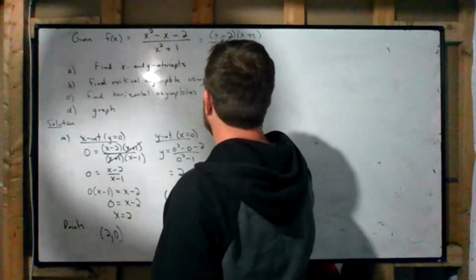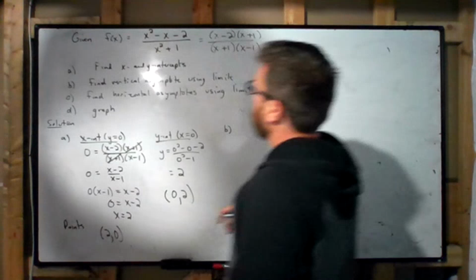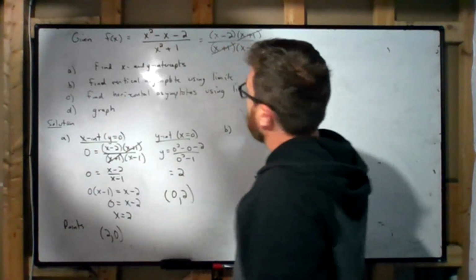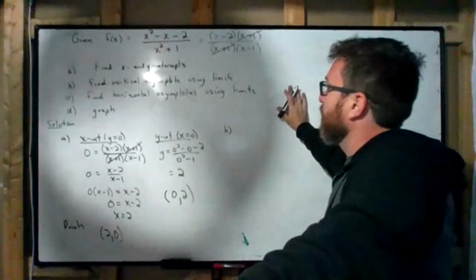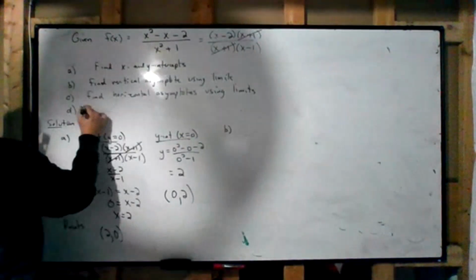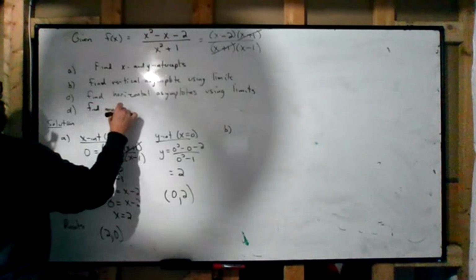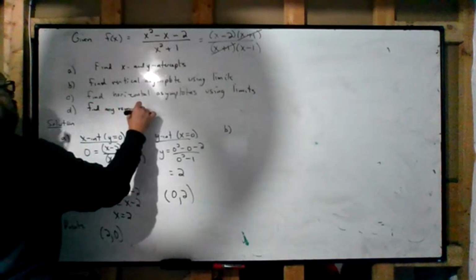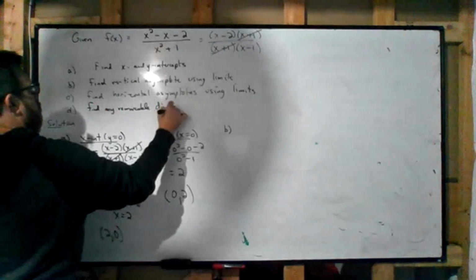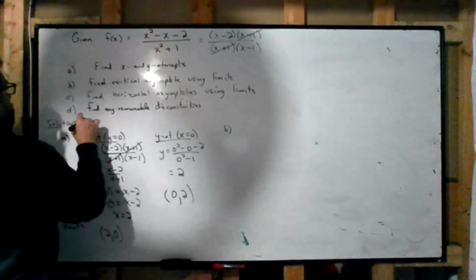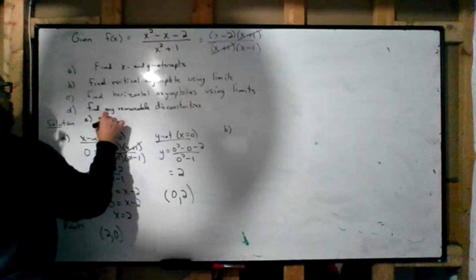B, I want to find vertical asymptotes. What I notice is that, let me talk about what happens when it cancels. Oh, actually, I should say D, I need to find any removable discontinuities. And then finally, E, we're going to graph.